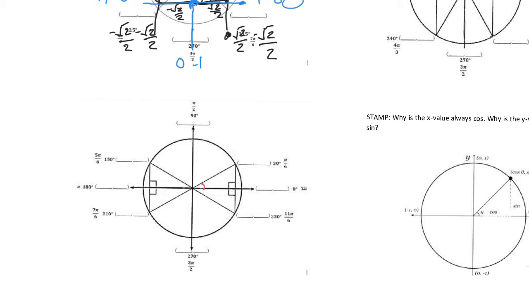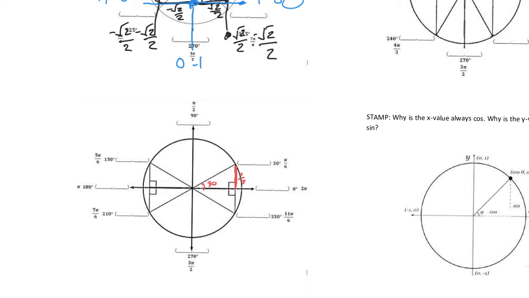All right, so for 30 degrees, remember across from the 30 is 1/2. Also, if you think about it, that is exactly halfway up the y-axis. So that is 1/2.